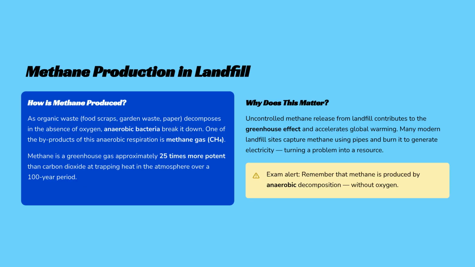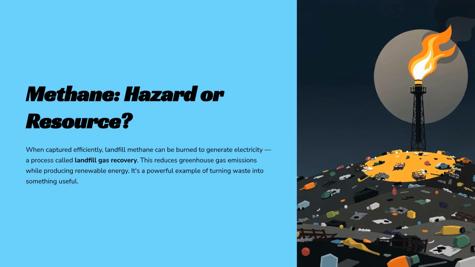Methane is produced in landfills when organic waste decomposes in the absence of oxygen, a process known as anaerobic decomposition. Because methane is 25 times more potent than carbon dioxide at trapping heat, managing these emissions is critical for slowing global warming. Methane can also be a resource.